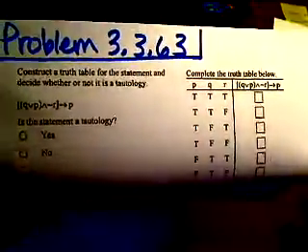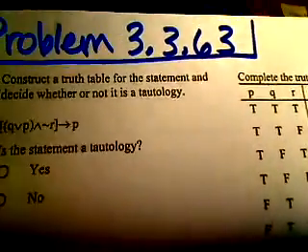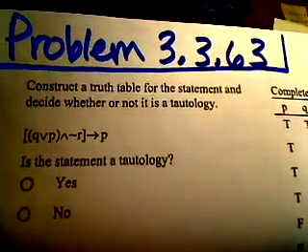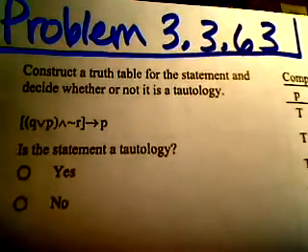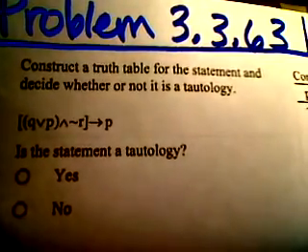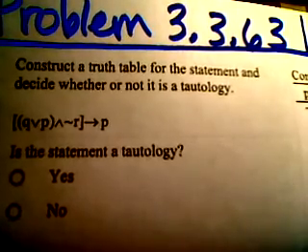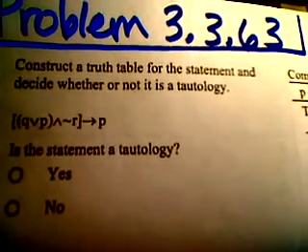Okay, so this is problem 3.3.63, and they're asking you essentially to construct a truth table for this statement right here, and they want you to determine whether or not it is a tautology. And a tautology is something that has all truths in its last column whenever you've done the truth table.